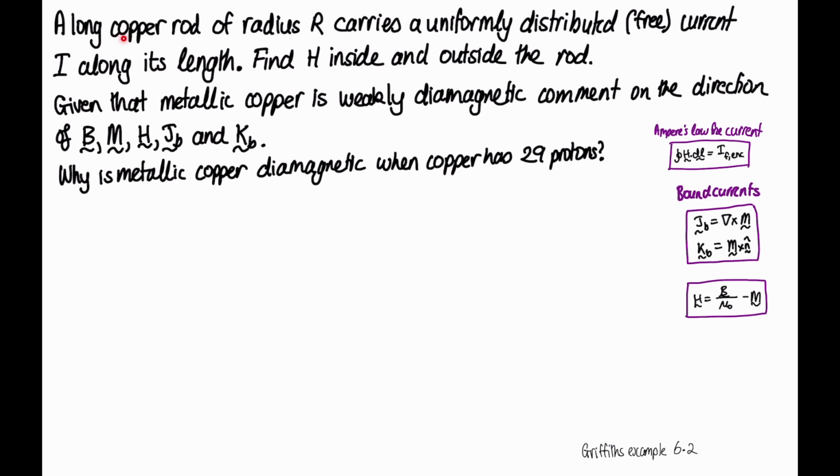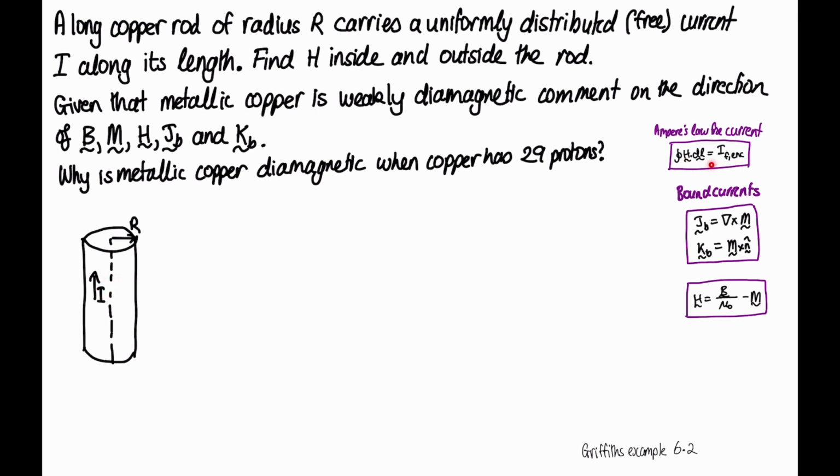In this problem, we have a long copper rod of radius r that carries a uniformly distributed free current I along its length, and we're asked to firstly find H inside and outside the rod. So let's start by drawing a diagram showing what's going on. So here is our wire, and it's got a radius r, and it's carrying a current along like this. And our first job is to find H inside.